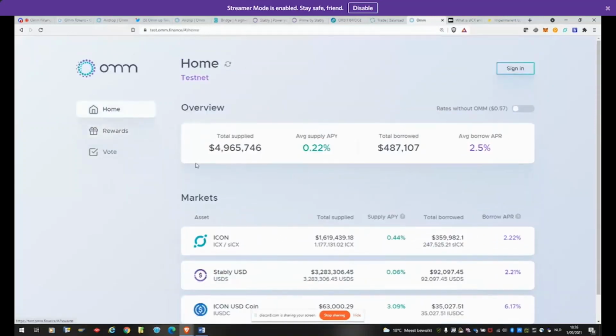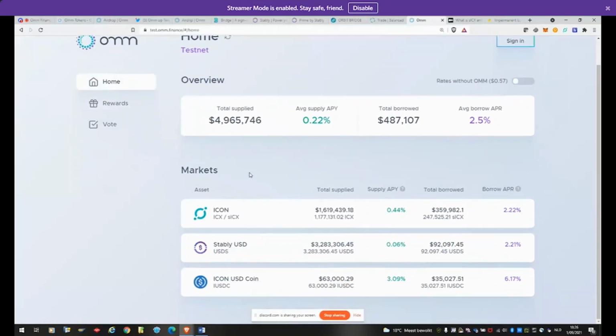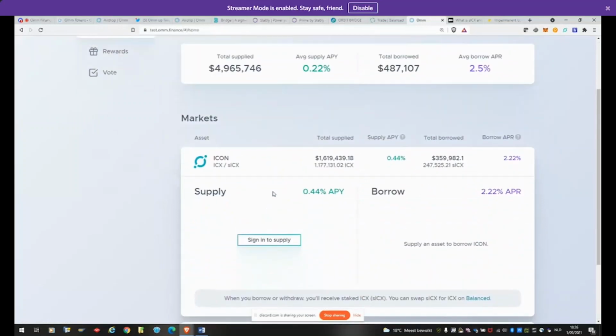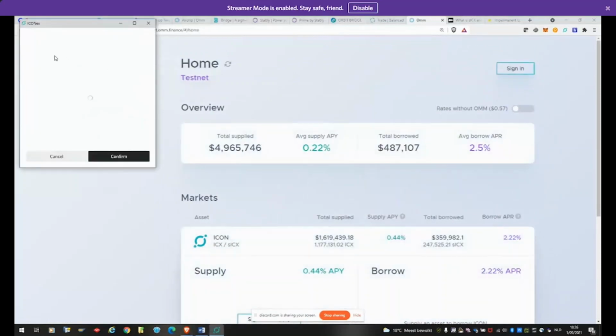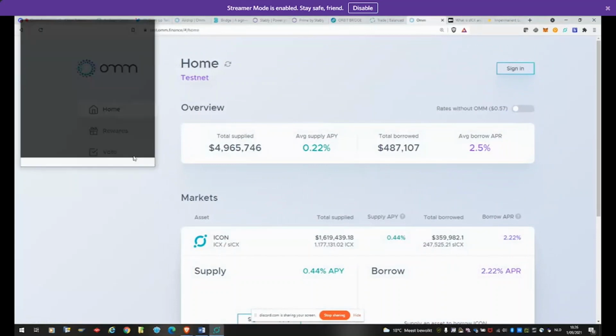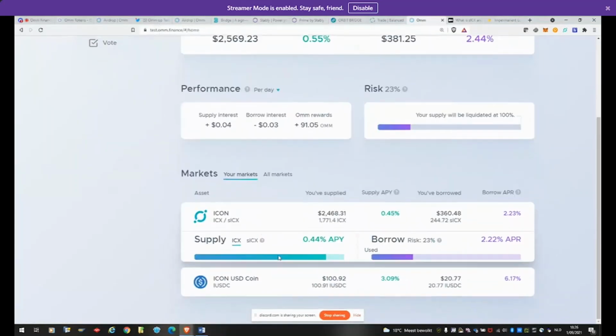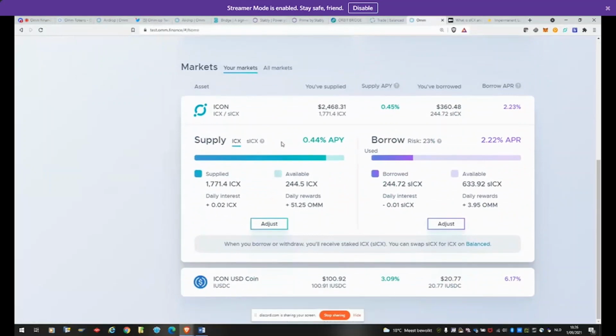I also want to show here on the front page another one of the questions that was asked. People are asking how can I see, or where can I see, my staking rewards? Some people are also confused with the sICX balance. Let me quickly sign into my testnet wallet. Okay, so what you can see here is the amount supplied, ICX borrowed.